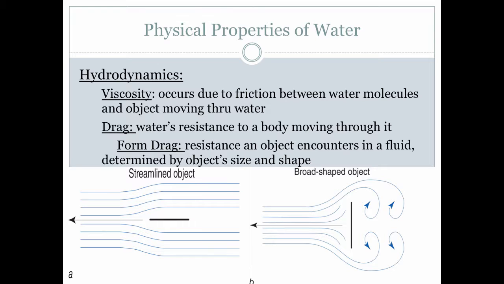So drag is the water's resistance to a body moving through it. We see down in the pictures below, you see something that's streamlined. So if you have a paddleboard and you turn it sideways and walk forward, then that paddleboard is not going to create any drag. Whereas if you take that paddleboard and you turn it so the front of it is facing into the water, you're going to get a lot more drag, and it's going to be a lot harder for you to walk through the water. So that's determined by the object's size and shape, and is the form drag.